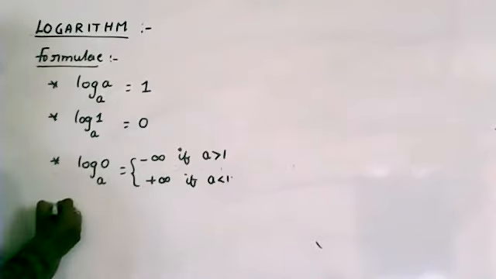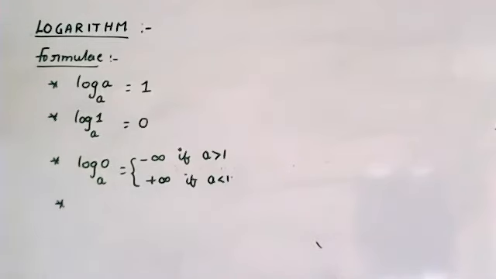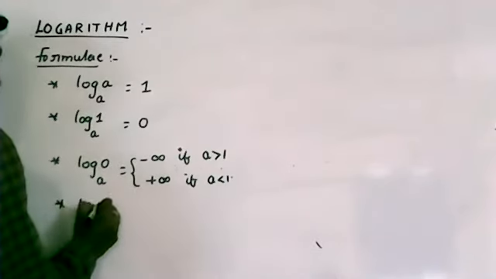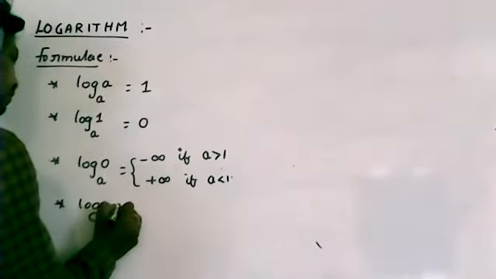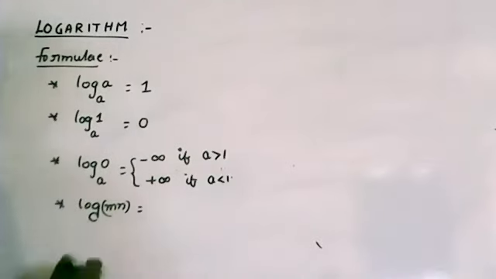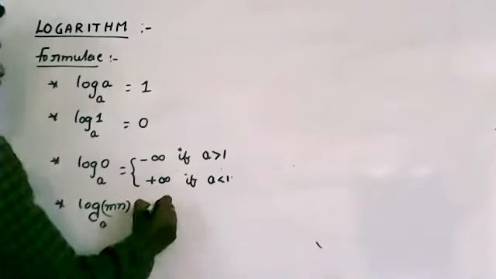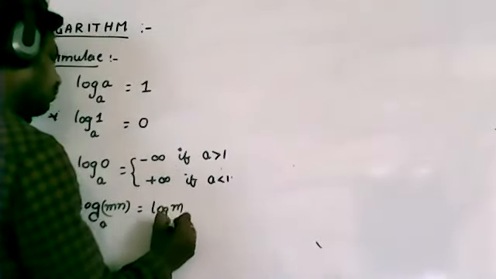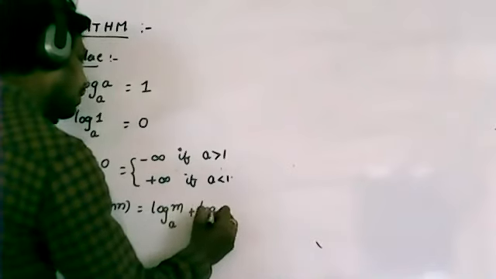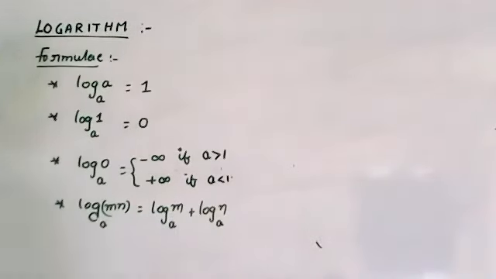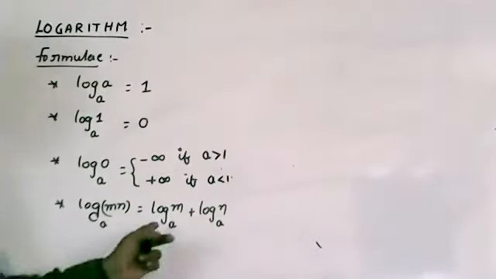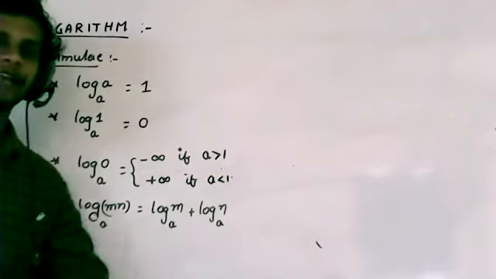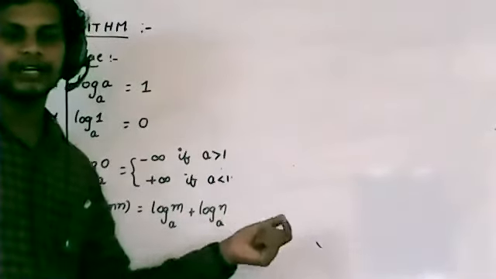Now the next formula is log of mn to the base a is equal to log m to the base a plus log n to the base a. That base a may be e, that base a may be 10. You can take log 10 or you can take log e also.